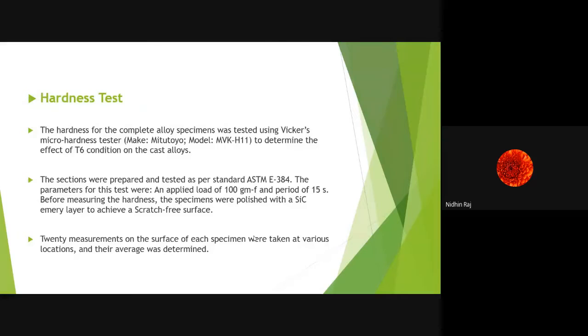Now moving on to the hardness testing. Hardness for all the alloys was tested using a Vickers micro hardness tester. The sections were prepared and tested as per standard ASTM E384. The parameters for this test were an applied load of 100 gram force and a period of 15 seconds. Before measuring the hardness, the specimens were polished with silicon carbide emery paper to achieve a scratch-free surface. Twenty measurements on the surface of each specimen were taken at various locations, and their average was found. So this was how the hardness test was carried out.